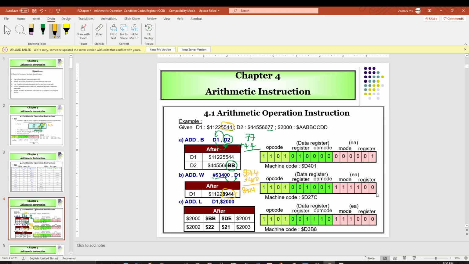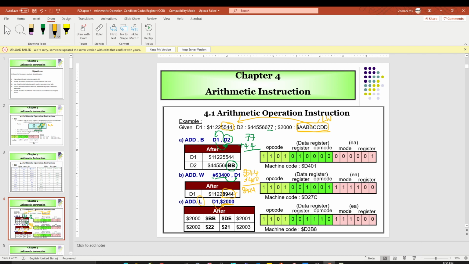The last one is add.l. The $ sign only means you are referring to the location, and the value at this location is AABBCCDD. Long word means it should be 32-bit, so the whole number here should be a long word. It's going to be added to D1, and then you're going to save back to this location.